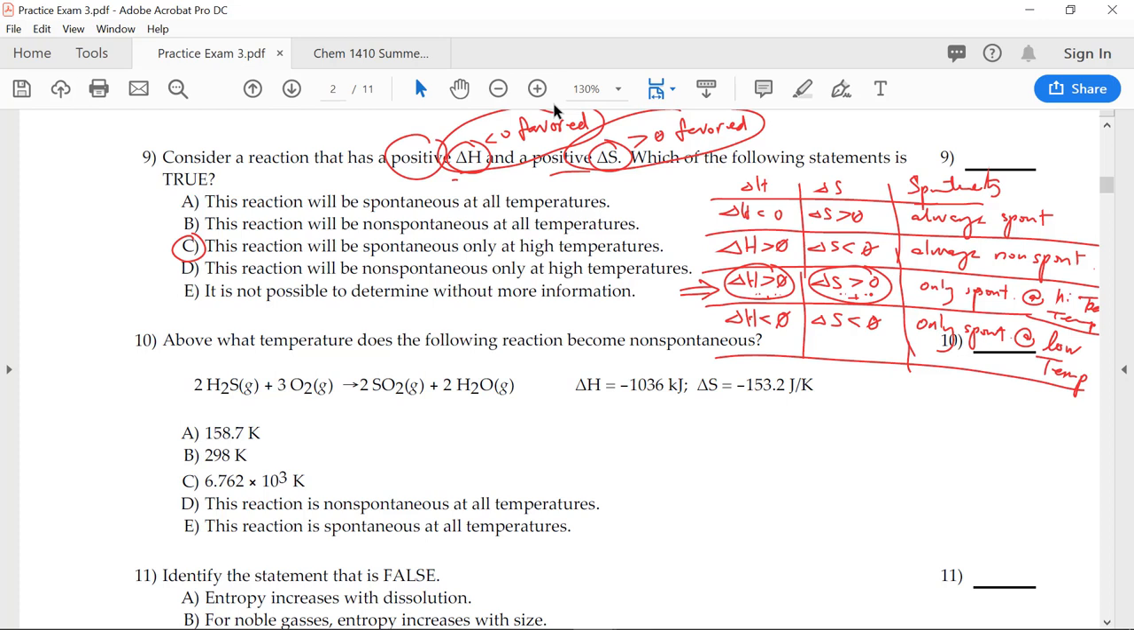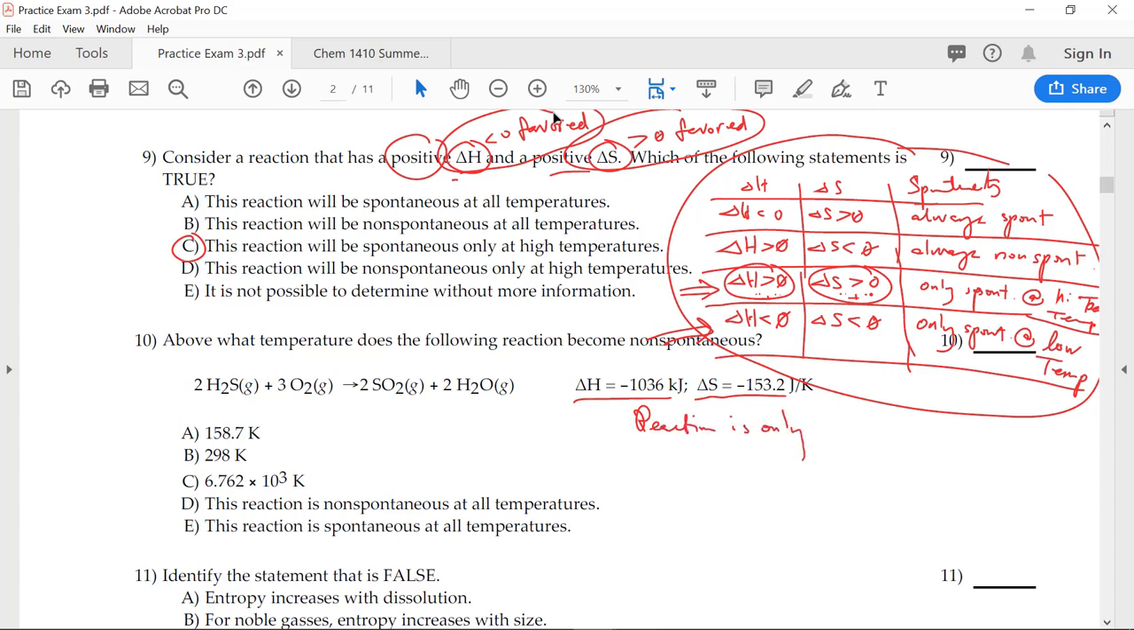Now let's look at question number 10. This is a question of the same type. So when you review this type of question, focus on the topics. We are talking about two factors governing the spontaneity of the reaction. For question number 10, you have delta H smaller than zero, and delta S smaller than zero as well. So when you look at the top table we just talked about, because both are smaller than zero, it's the last situation over here. This means the reaction is only spontaneous at low temperature.